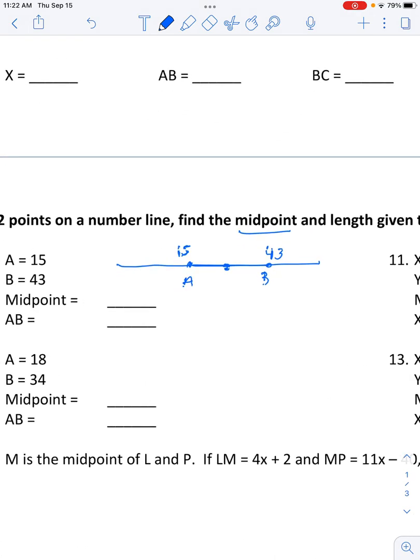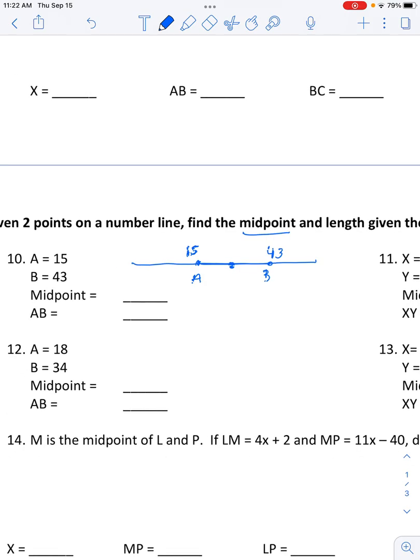What we're going to do is find the middle number between 15 and 43. So on a segment, we simply find the average or the middle of the two. That's when we can add them up and divide it all by 2. So 58 divided by 2 gives me 29. That's where the midpoint would be.